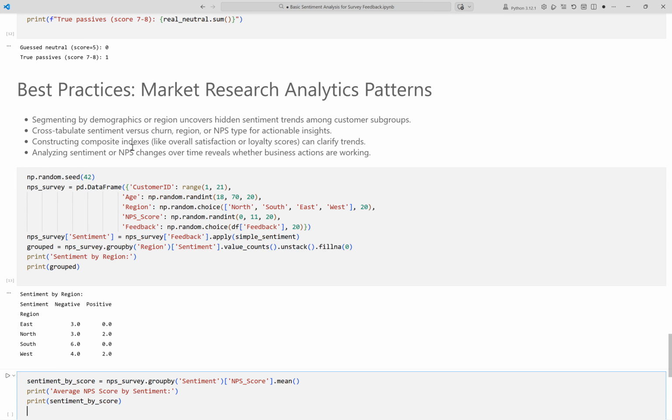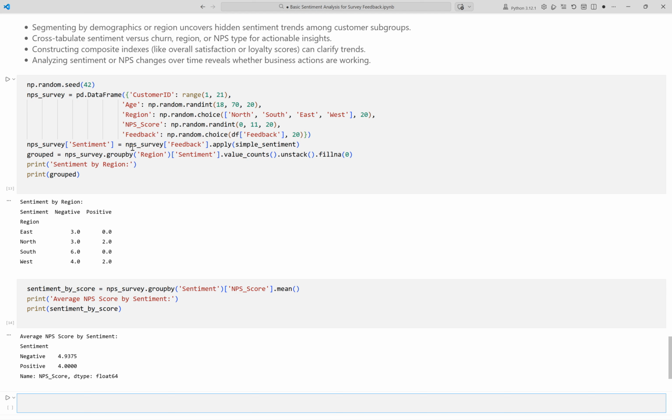Running the cell now. This output shows the average NPS score grouped by customer sentiment, revealing that respondents with negative sentiment have a higher mean NPS score than those with positive sentiment. This counterintuitive result highlights the importance of segmenting data to uncover hidden trends and prompts further investigation into subgroup behaviors. The code's intent is to demonstrate how cross-tabulating sentiment and NPS scores can surface unexpected insights for more targeted market strategies.